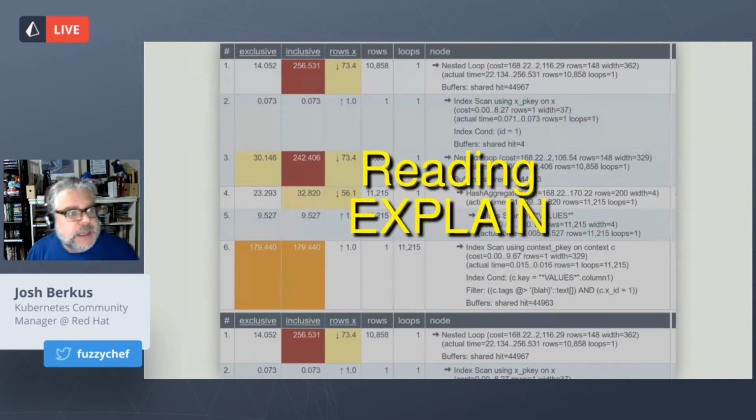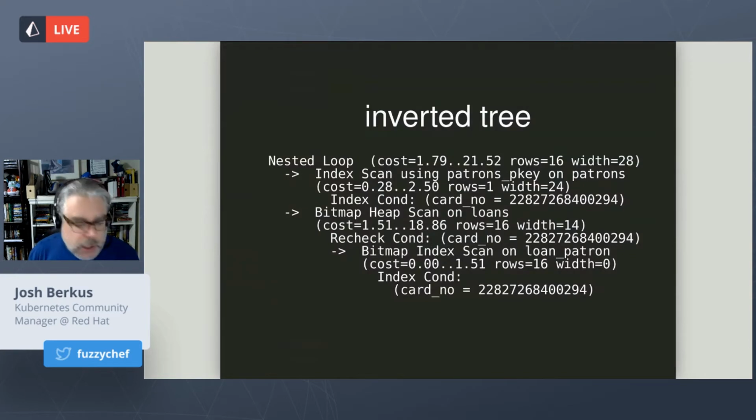So let's talk about how you actually read this output, right? Because I've shown you a bunch of examples. Let me explain what they actually mean here. So the first thing to understand about Postgres Explain is that it's what we call an inverted tree. As in, the stuff that's executed first is at the bottom and the stuff that's executed last is at the top. And it's also indented that way.